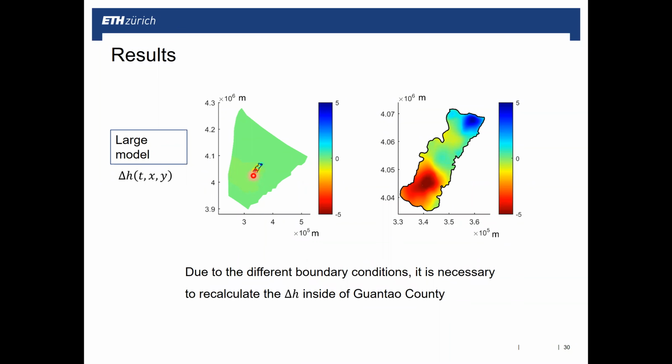How to do it? We just extract the delta H from this large model and put it in the Guantao area model. We use the same approach as explained for the large model and rerun this model to update the delta H.